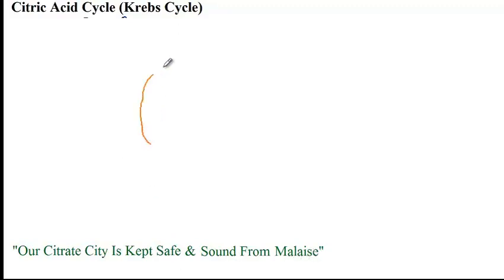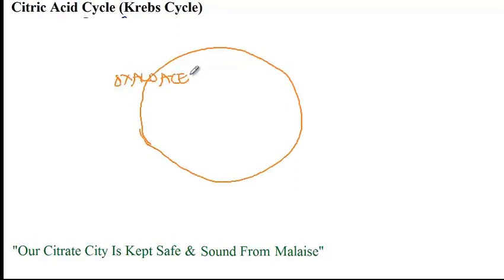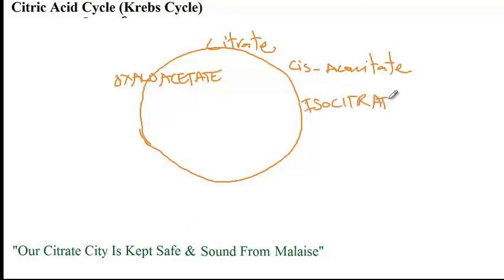All right, so we have the citric acid cycle. R stands for oxaloacetate. Citrate stands for citrate, that's easy. City stands for cis-aconitate. Is stands for isocitrate. Kept stands for alpha ketoglutarate.